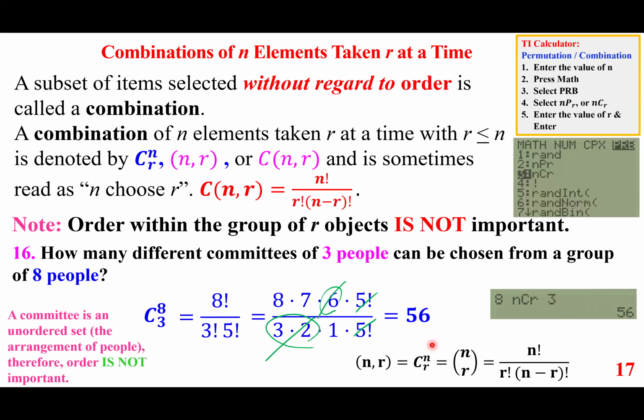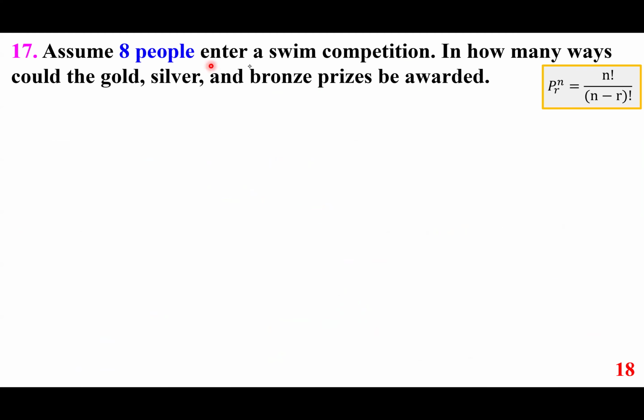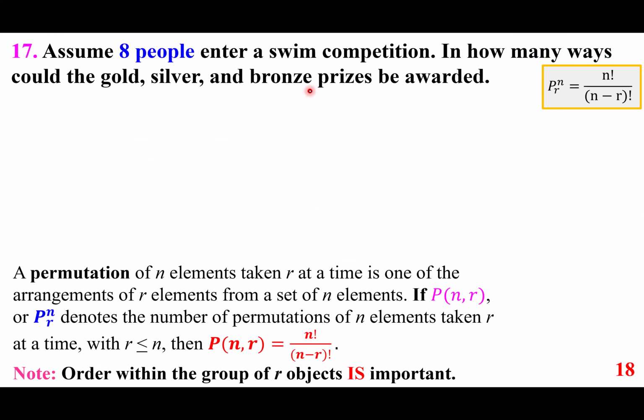So P(n,R) in this format is n factorial over (n minus R) factorial. Assume 8 people enter a swim competition. In how many ways could the gold, silver, and bronze prizes be awarded? Well, order is important. So here's what happens.